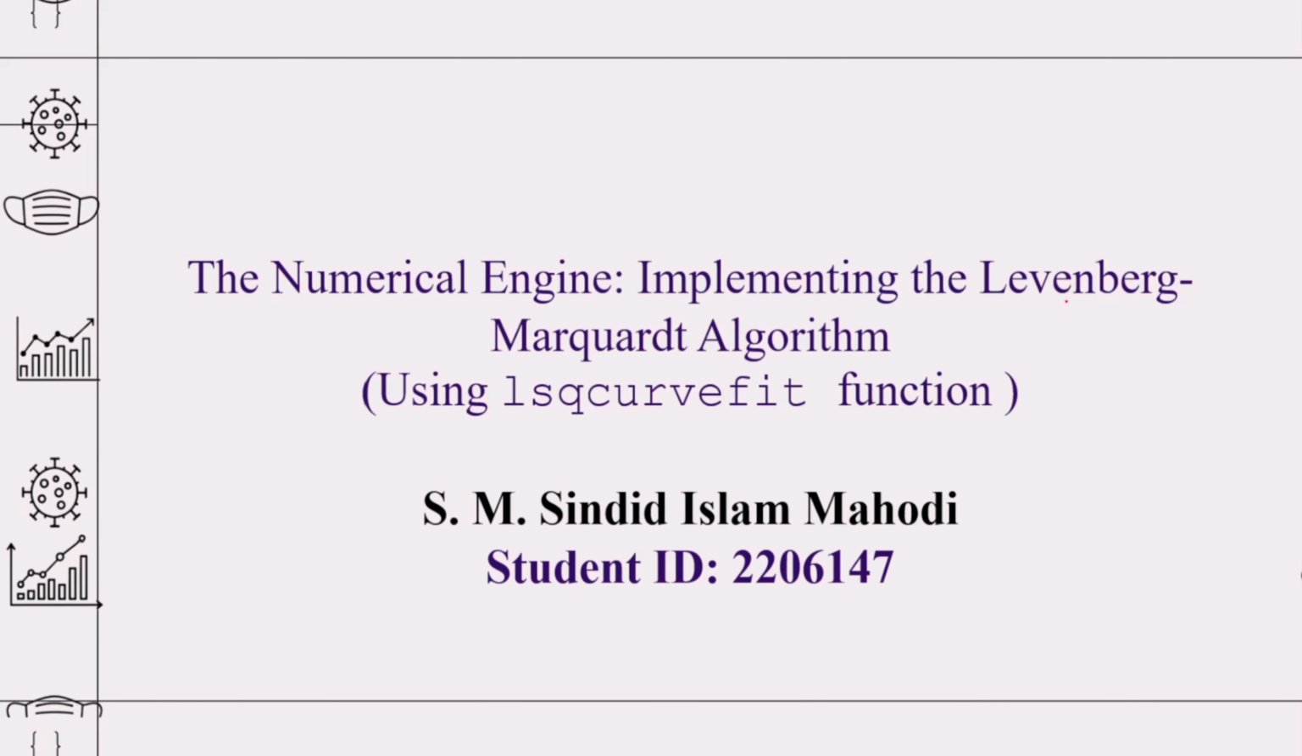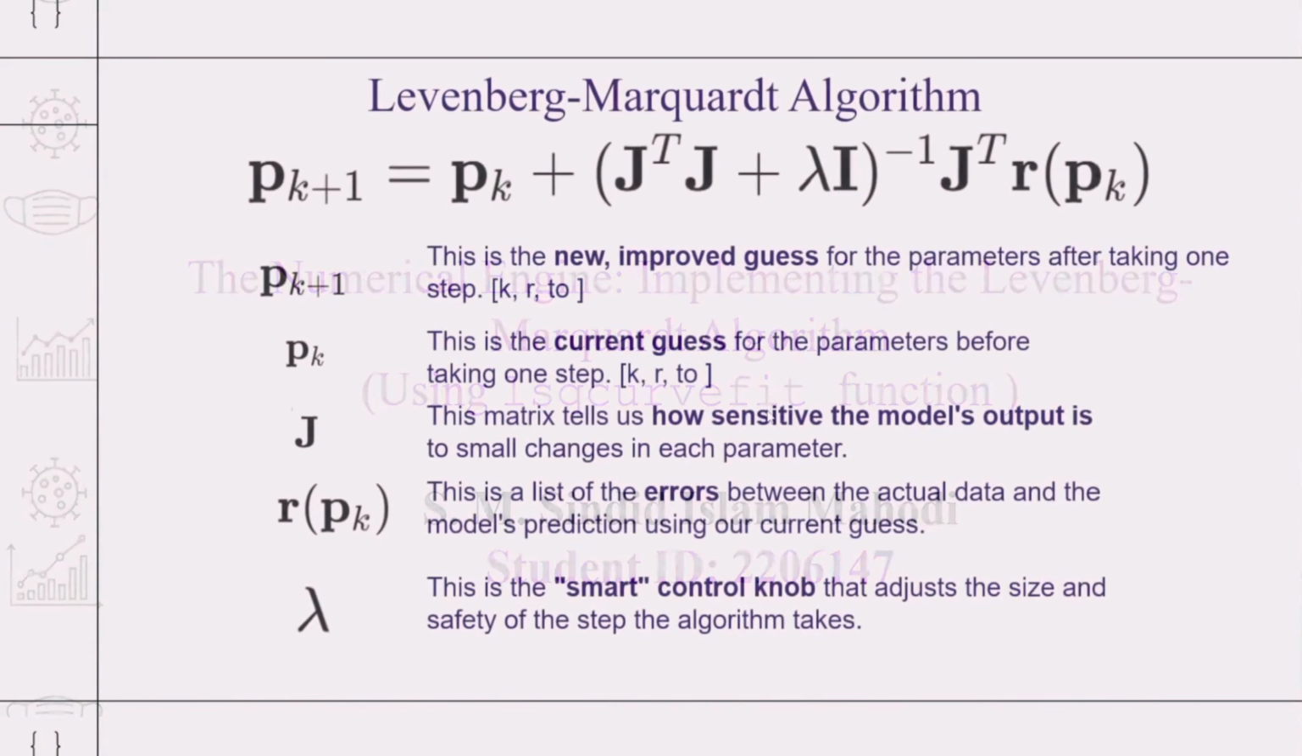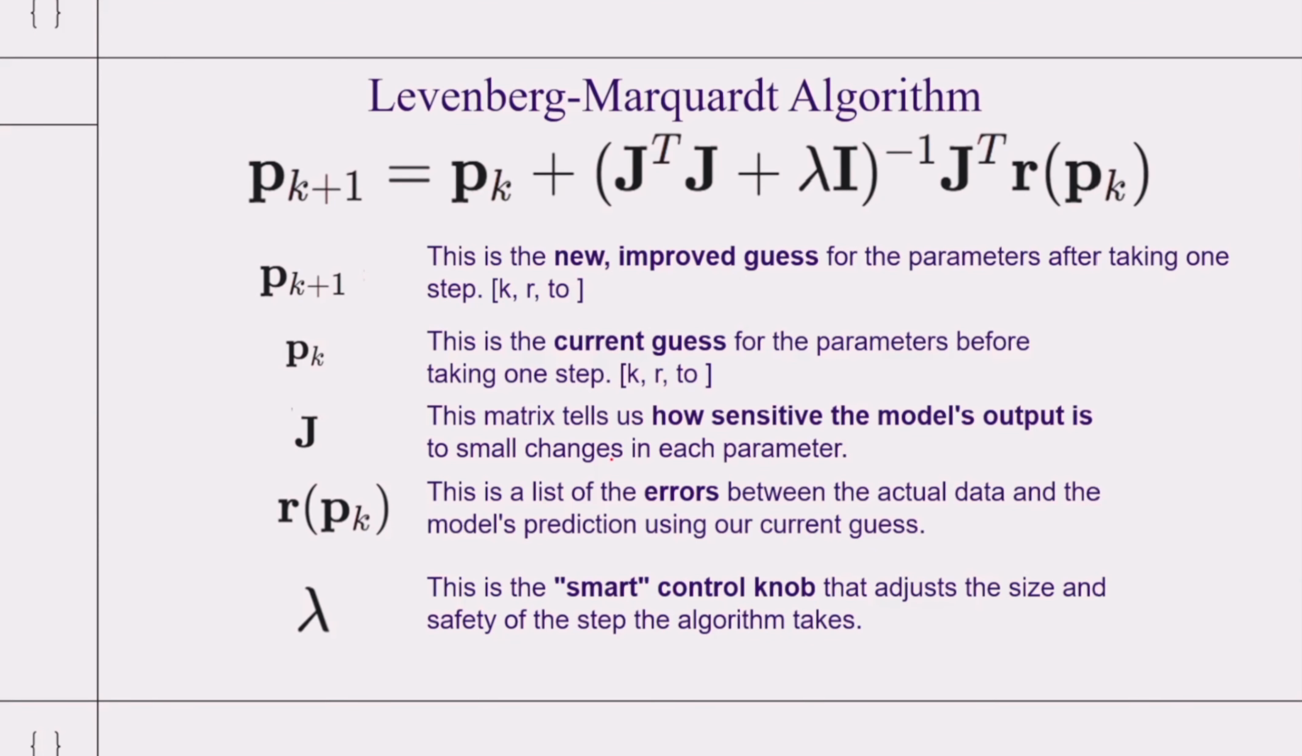So, we have the data now. How do we find the best numbers K, R, and T naught that fit our logistic model? For this reason, we use a very powerful mathematical tool called the Levenberg-Marquardt algorithm, which is actually inside MATLAB's lsqcurvefit function. This is the formula it uses. It looks complex, but it is just a recipe for taking smart steps to find the best answer.